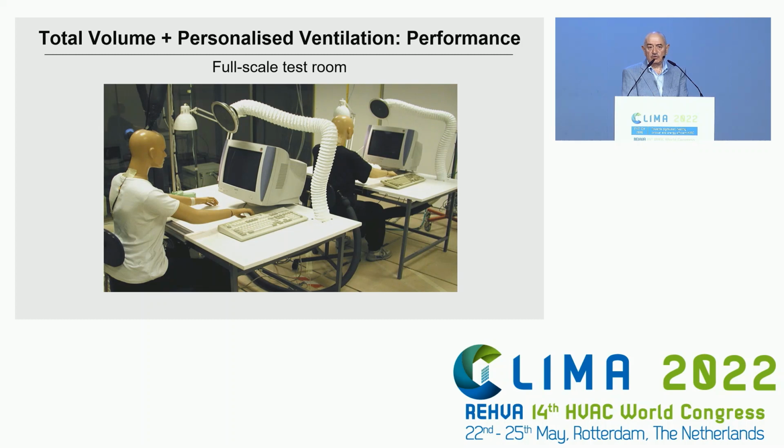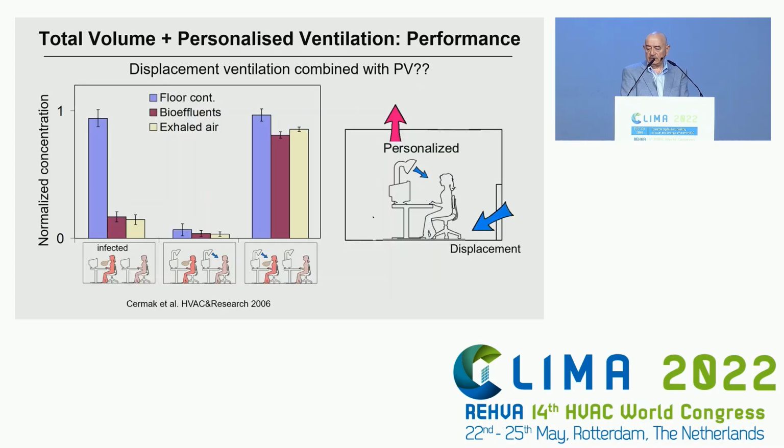The same room with 2 occupants, and the black T-shirt occupant is infected, the white T-shirt is exposed. And we use personalized ventilation as it is shown here. Then we look at the normalized concentration, the same as I already explained. We look at the case when none of the occupants use personalized ventilation, and a combination of displacement ventilation with personalized ventilation. We simulated different pollutants, but let us focus on exhaled air, which is the yellow bar. Without personalized ventilation, the normalized concentration is very close to 0. So the system works. It can protect people from inhaling infected air.